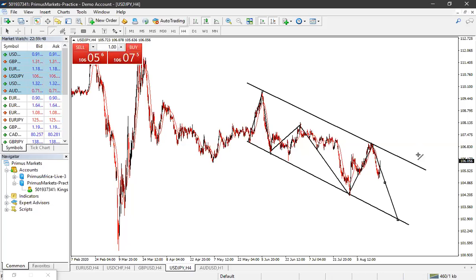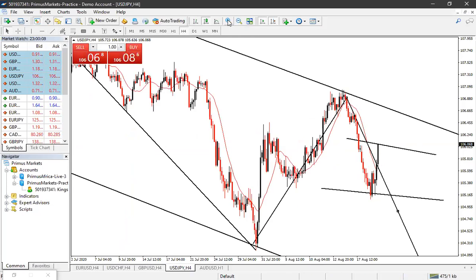This is where the market is right now. This is where the market stopped. This is the current place where it is right now. The market is within this range. Are you getting me? Let me zoom in so you can see.